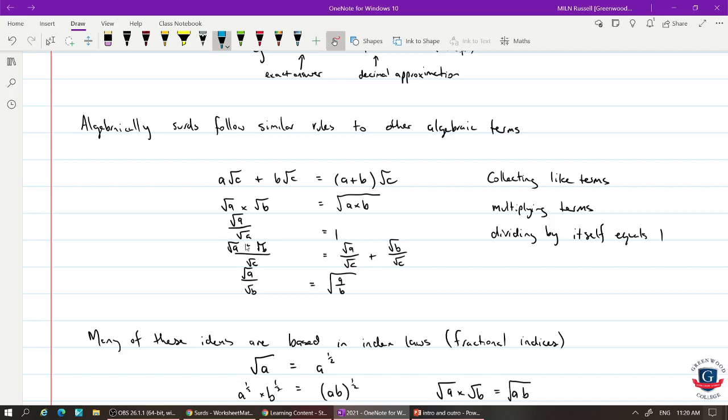Like with a normal fraction, if we have root a plus root b on root c, we can split it into 2 individual fractions, and that's quite useful to use in conjunction with the property above. And if we have root a on root b, it's equal to root of a on b.